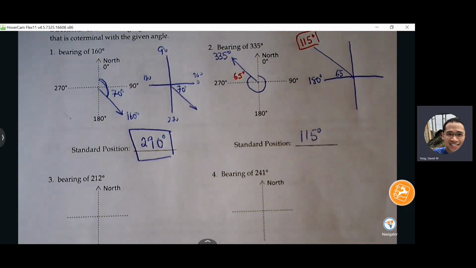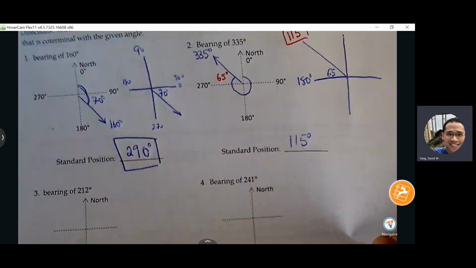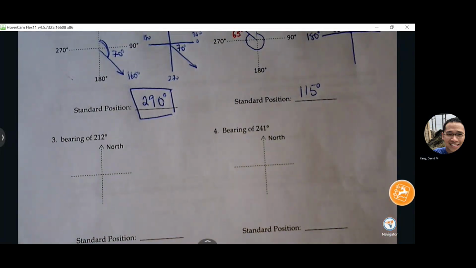Okay, next up, bearing of 212 degrees. Let's see, do you guys want to try this one? And then we'll see if this makes sense, and then answer any questions you have and practice a bit more.